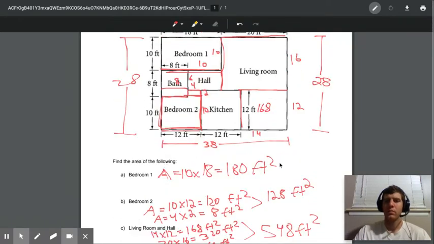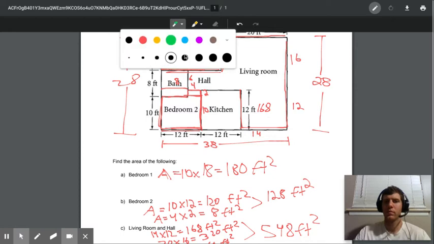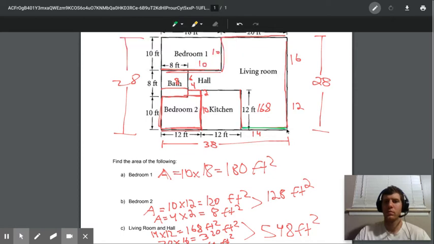All right, now we got to do the living room and hall. Remember, there's no wall here or here, so we're not going to include that. All right, so let's start at the bottom here. We got 14 plus 28, let me do it in a different color. Green maybe. 14 plus 28 plus 20 plus 10 plus 10 plus 6 plus 4, and then this piece here is 12. So then plus 12 and plus 12.